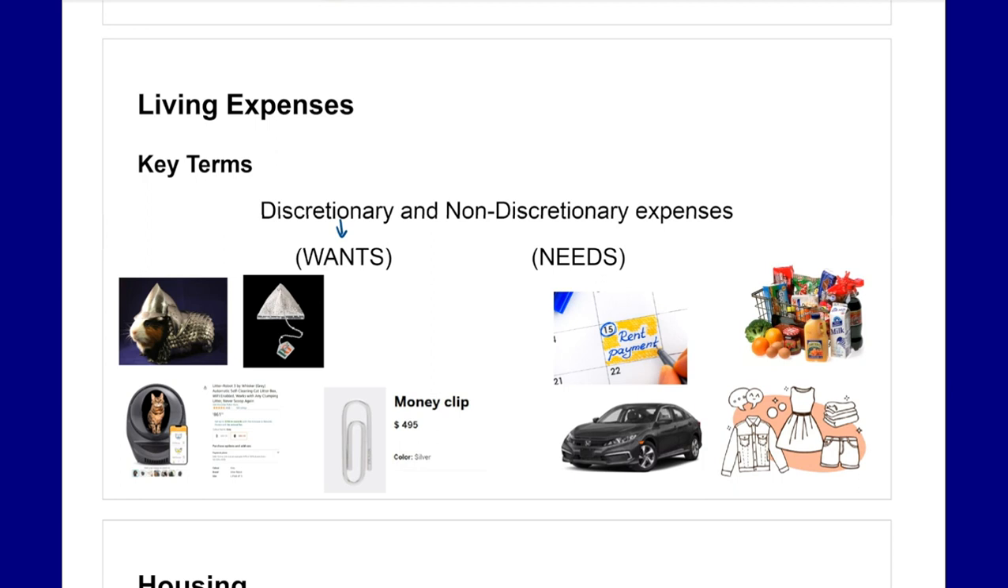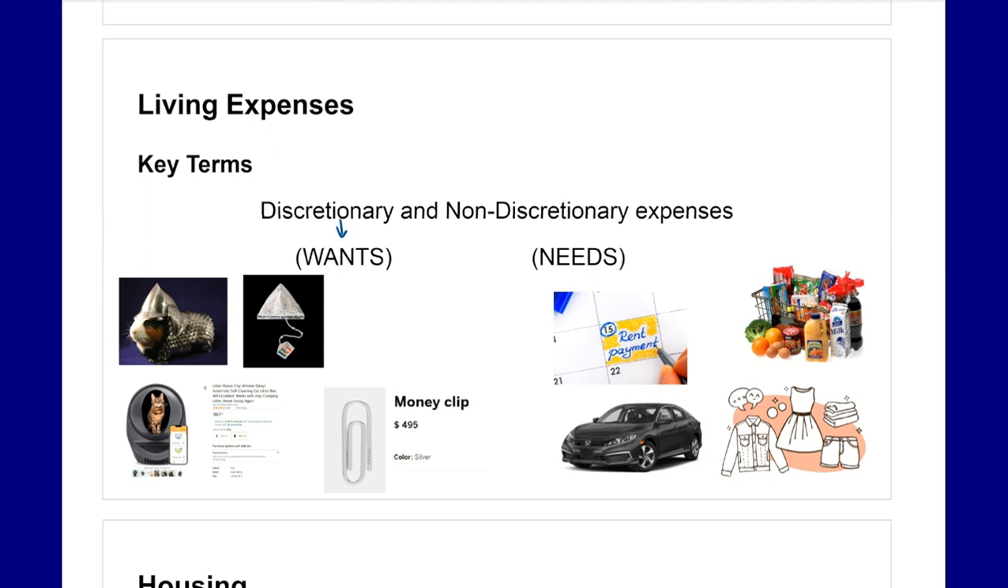Now, non-discretionary, those are needs. So that might be money for a rent payment, or groceries, or a car, or car payments, clothing. Obviously, if you remember from our presentation on gambling, some of those items might have ranges within that. Do you need the highest fashion, the $200 hoodie, $300 pair of shoes? No, probably not. So within those categories, there might be wants and needs as well.